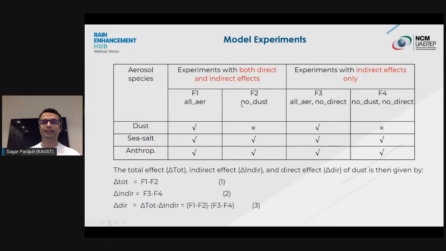And in each set of experiments, obviously we have two experiments: one with all aerosols and another in which we don't include dust. We restrict the emission of dust, because our purpose is to understand what happens when the dust is included in the model.